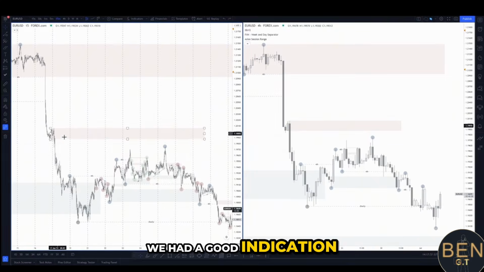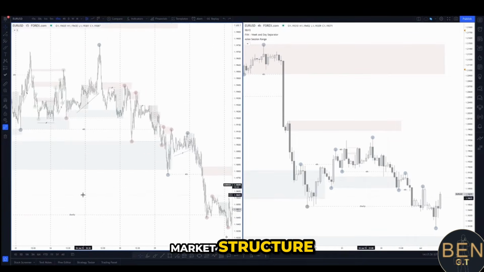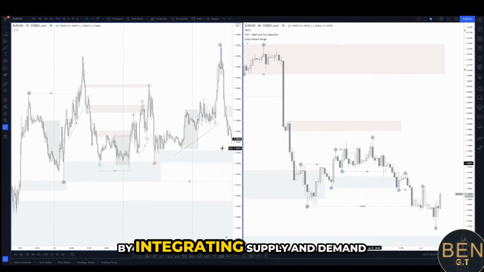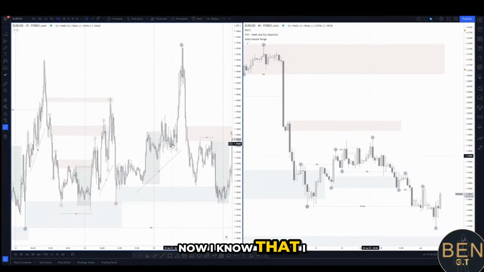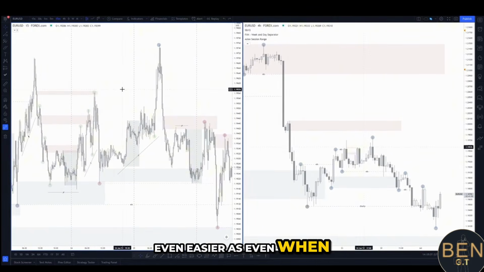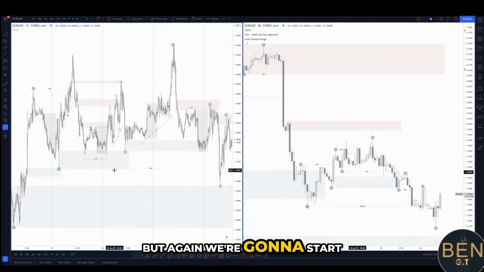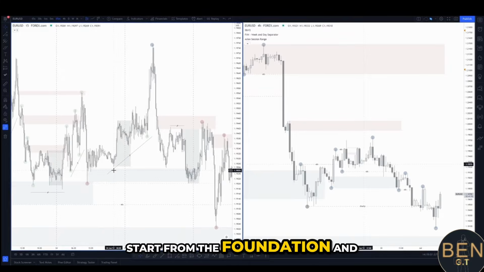We had a good indication of what was actually going to happen on the chart conceptually using market structure, but then we were able to take it a step further by integrating supply and demand. Now, I know that I have more than likely missed a few supply and demand zones as we went through this example, especially if we were to include supply and demand zone flips, which we'll get into. It'll start to make understanding market structure even easier, even when we start to combine liquidity concepts and things like that. But again, we're going to start from the foundation and build onto that.